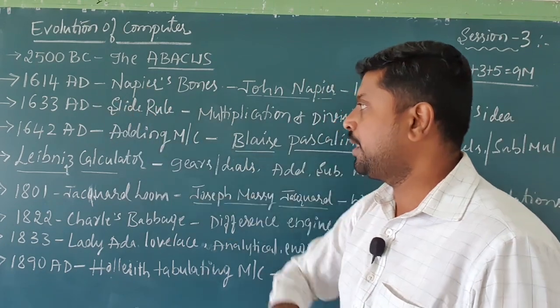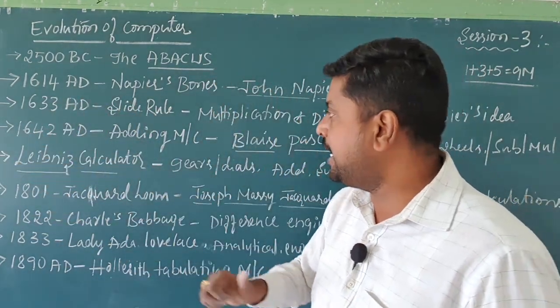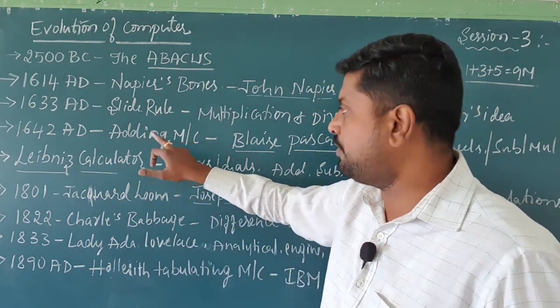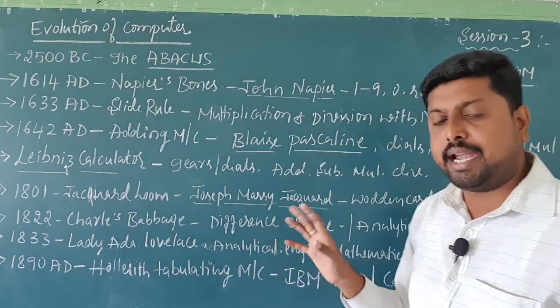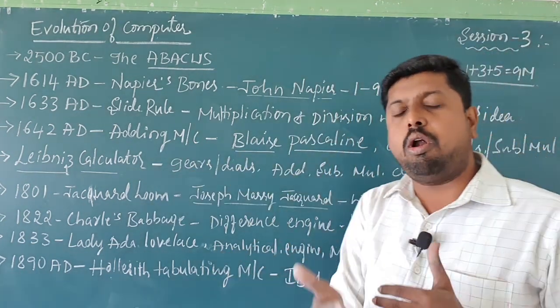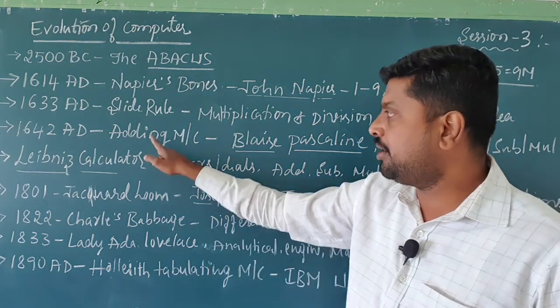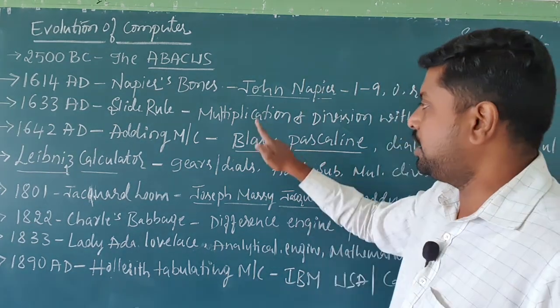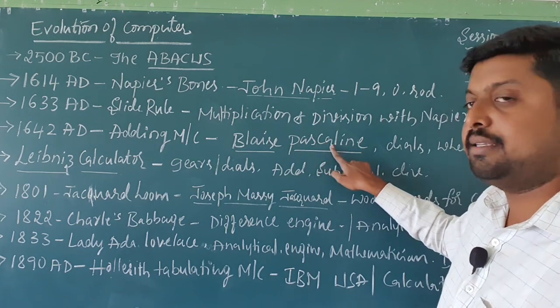That is what we call slide rule. Then 1642, in 1642 AD, adding machine. The device name is adding machine, invented by a scientist. Adding machine is also called the Pascaline machine. Remember, adding machine is also called the Pascaline machine, invented by the scientist Blaise Pascal.